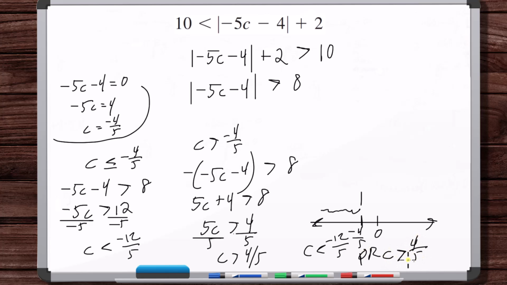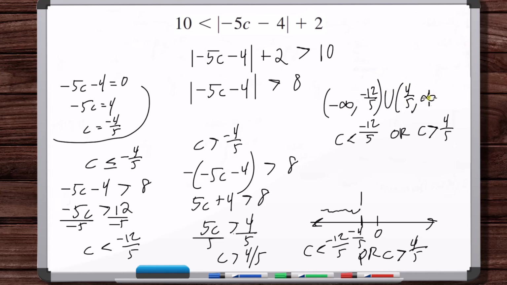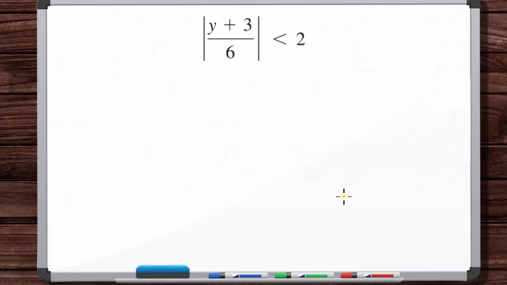So now what is the or between these two? c is less than minus 12/5, or c is greater than 4/5. That's it. This is as simplified as we can write it. So c is less than minus 12/5, or c is greater than 4/5. In interval notation, you could do this in union with that, like that. We can't simplify this any further.